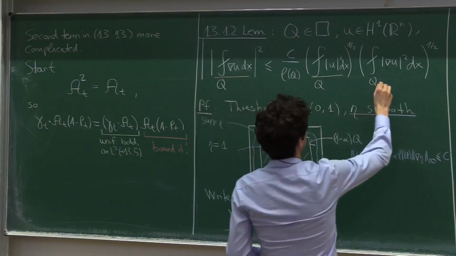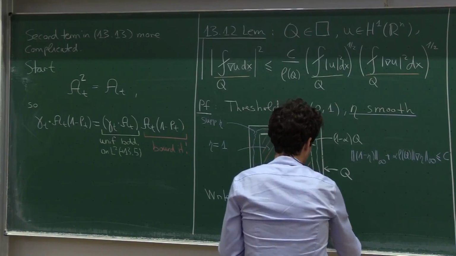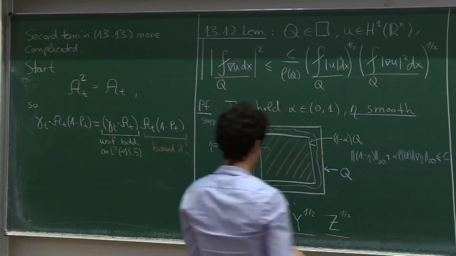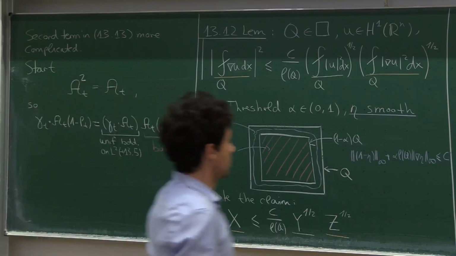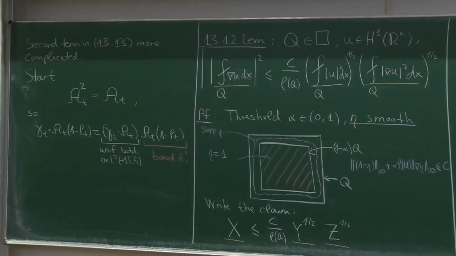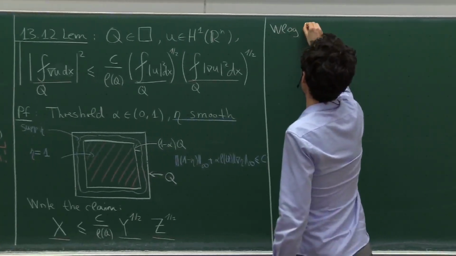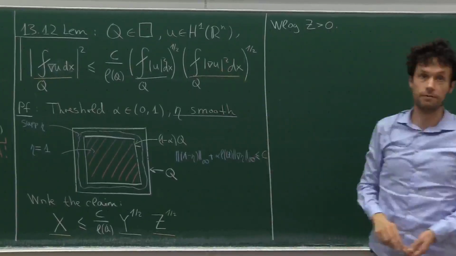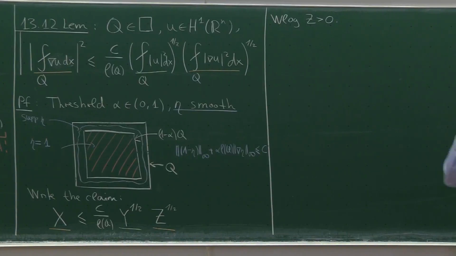And then the average of the gradient squared, this is Z to the 1/2. Okay, this is my claim. This is what I want to prove. All right. So of course, I can assume that Z is positive, because if Z were 0, then the gradient would vanish everywhere in the cube, and then already the left-hand side would be 0, and there's nothing to prove.